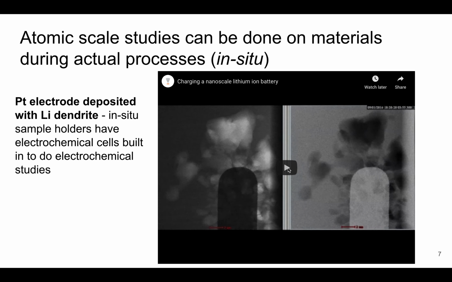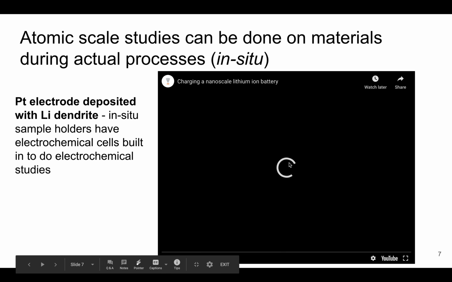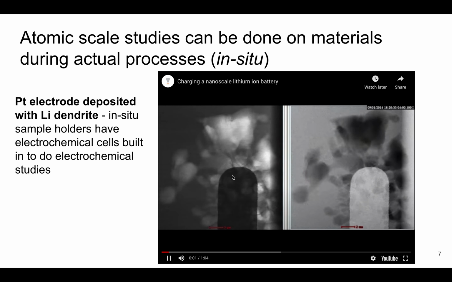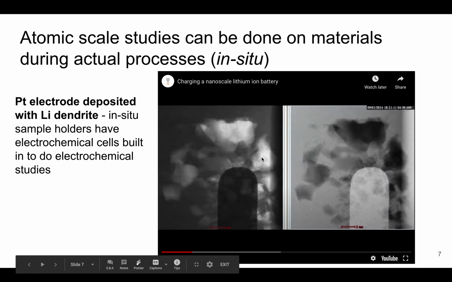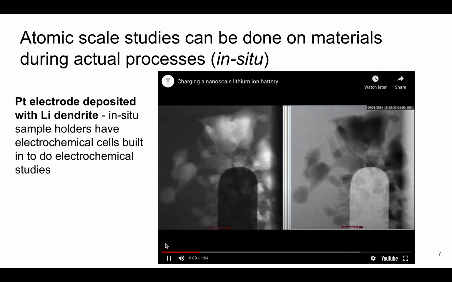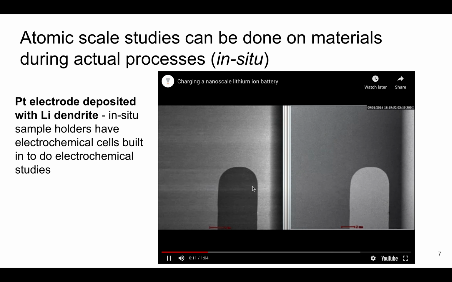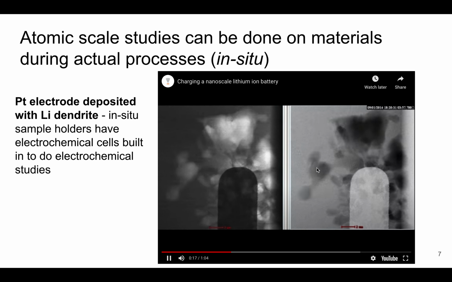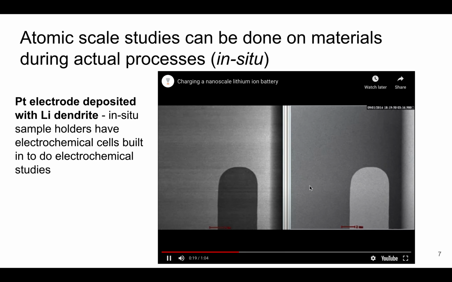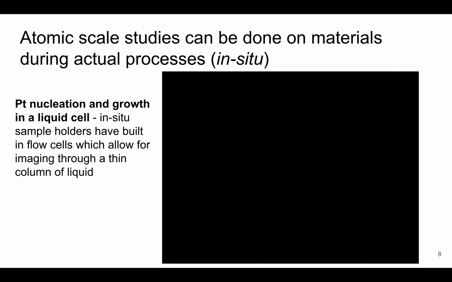There we go. So again, this is the electrode here, and we're cycling the potential, and that's changing whether lithium is deposited or dissolved. And so you can see the structure of that happen. So again, the power of being able to see this in real time.